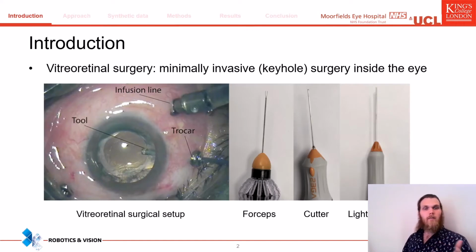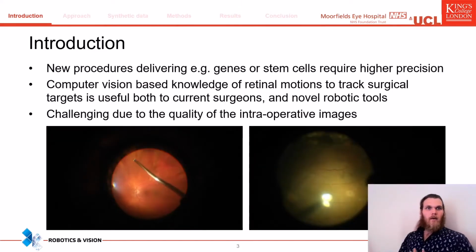Some of the tools used can be seen on the right-hand side: forceps, cutter, light pipe. There are even more. New procedures delivering, for example, genes or stem cells are being developed, which require higher precision than what the surgeons can currently do manually. To this end, novel robotic tools are being developed. For those to work adequately, however, we need to know the motions of the retina precisely through some computer vision-based algorithm. This is challenging, however, because of the quality of the intraoperative images.